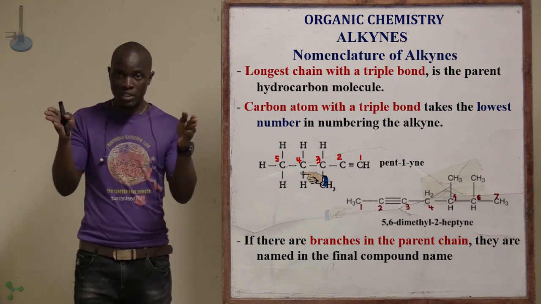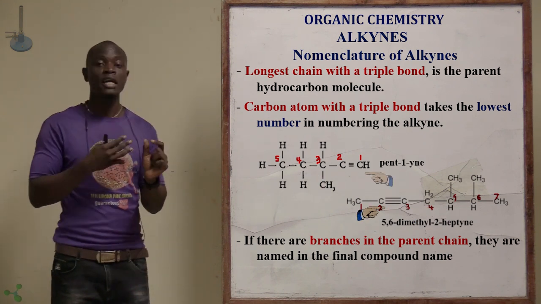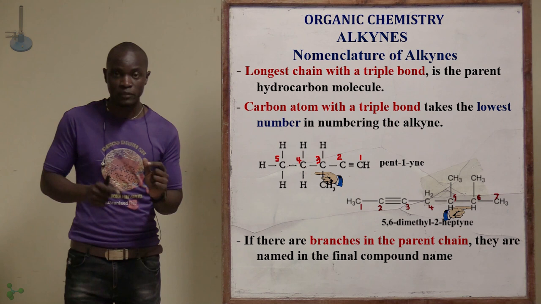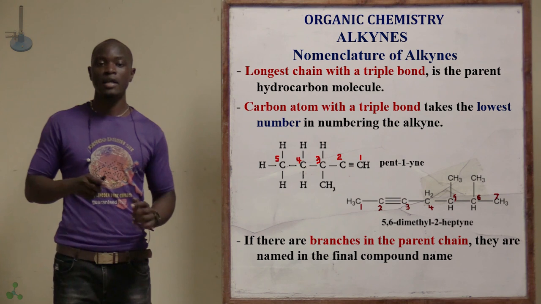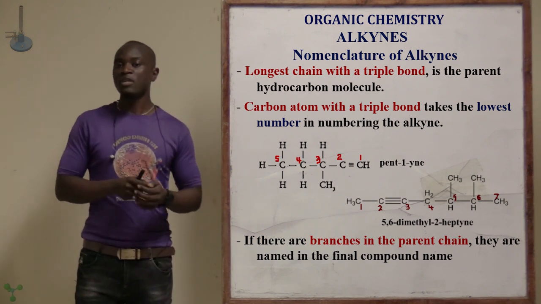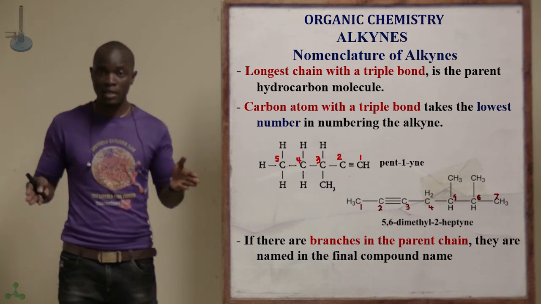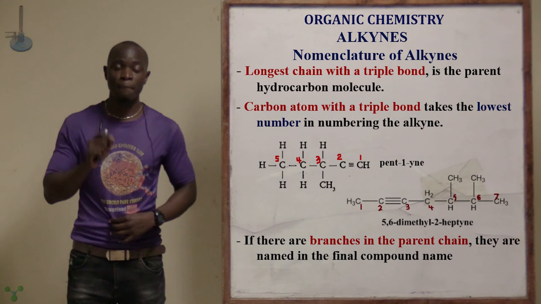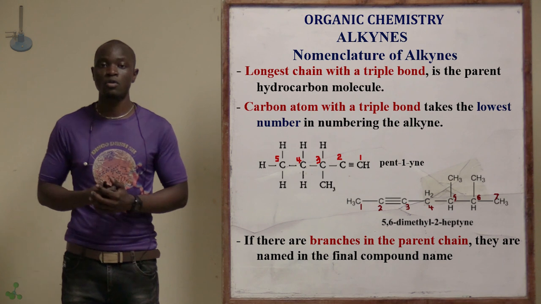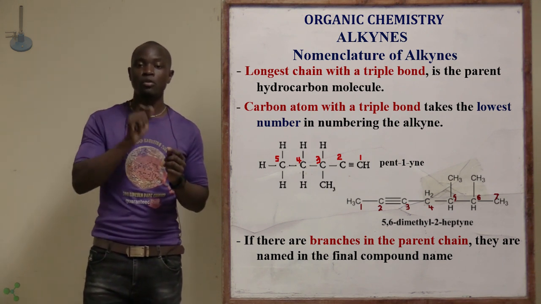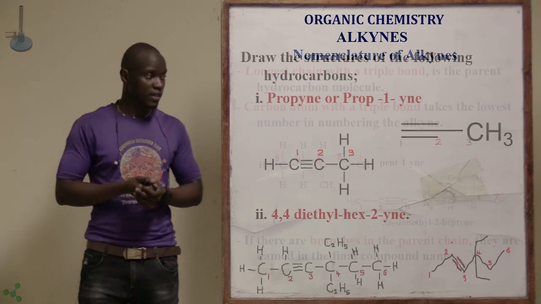So in the carbon chain, the side where the triple bond is, that side is always given the lowest number possible. So the side where the triple bond occurs is always given the lowest number possible. If there are any substituent groups or functional groups in the chain, they should be identified, and their numbers also identified, as well as the names of the substituent groups.